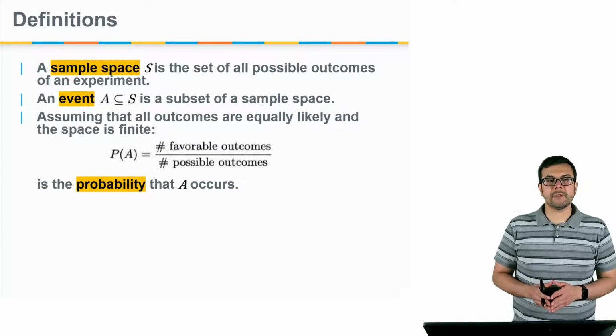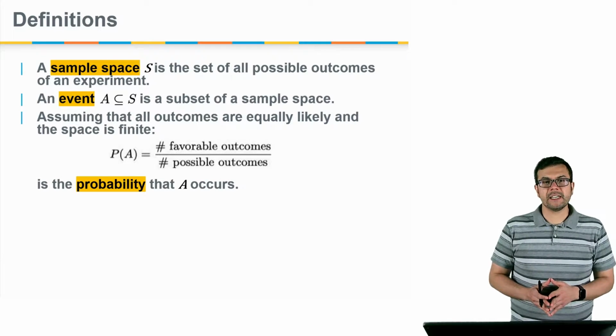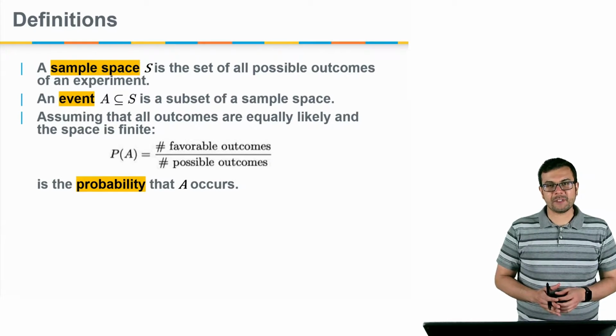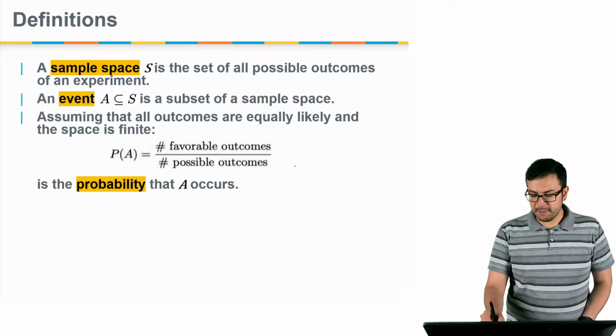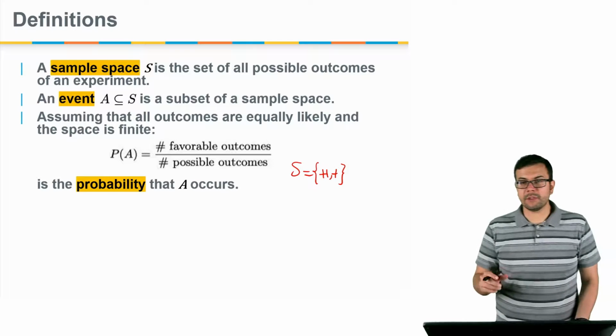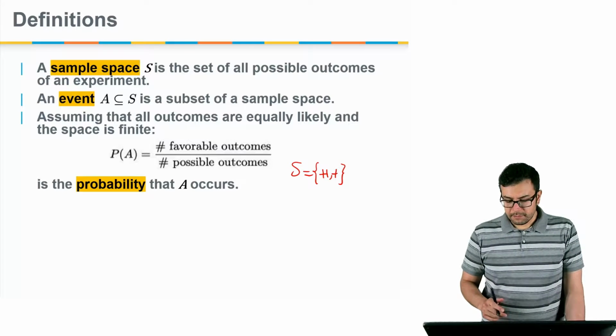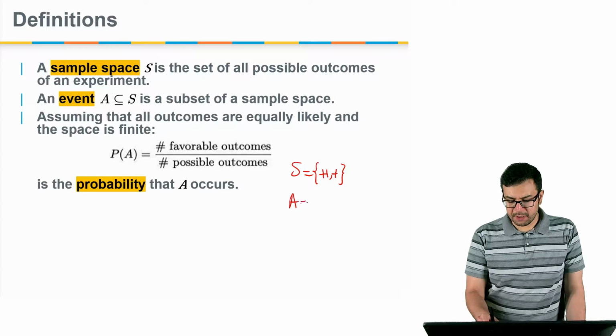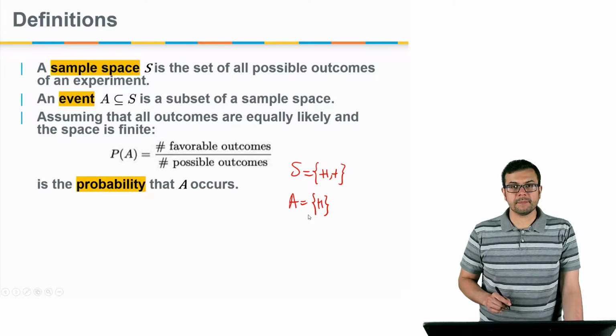Let's take a look at some definitions. A sample space S is the set of all possible outcomes of an experiment. For instance, if we toss a coin, the sample space will be head and tail, assuming that the coin has only two sides. So an event, which in this example would be heads, is a subset of a sample space.